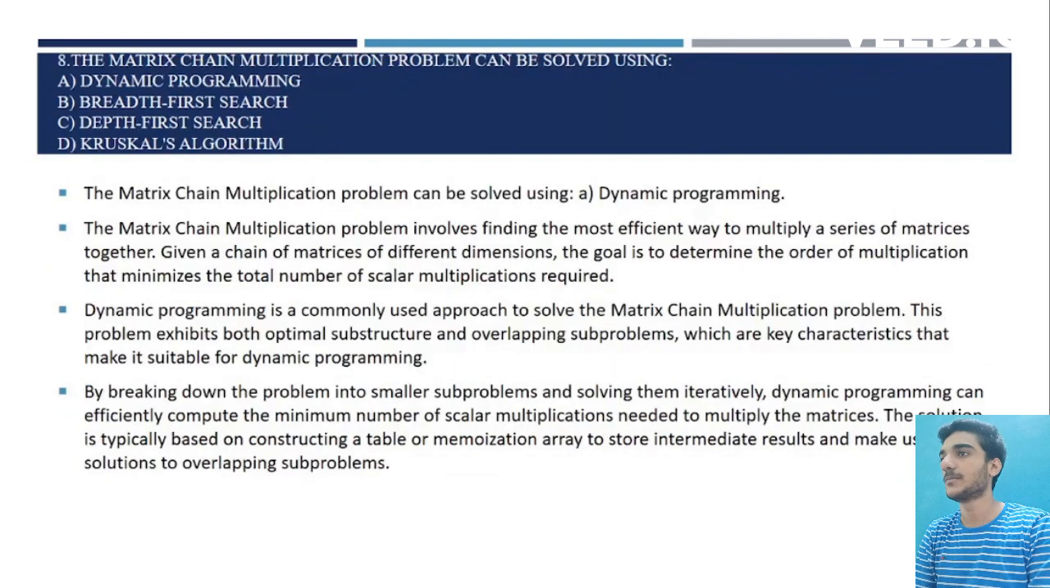Question number 8. The matrix chain multiplication can be solved using. The correct answer is dynamic programming. The matrix chain multiplication problem involves finding the most effective way to multiply a series of matrices together.